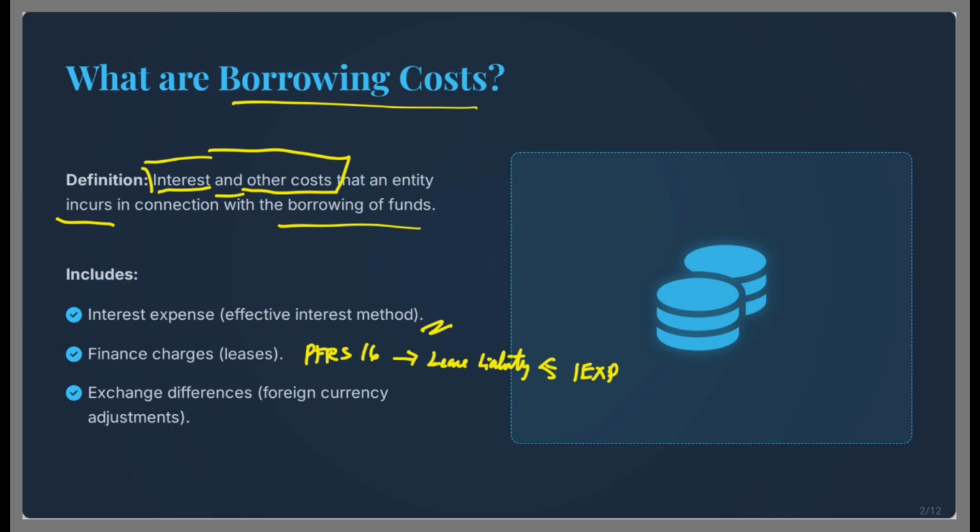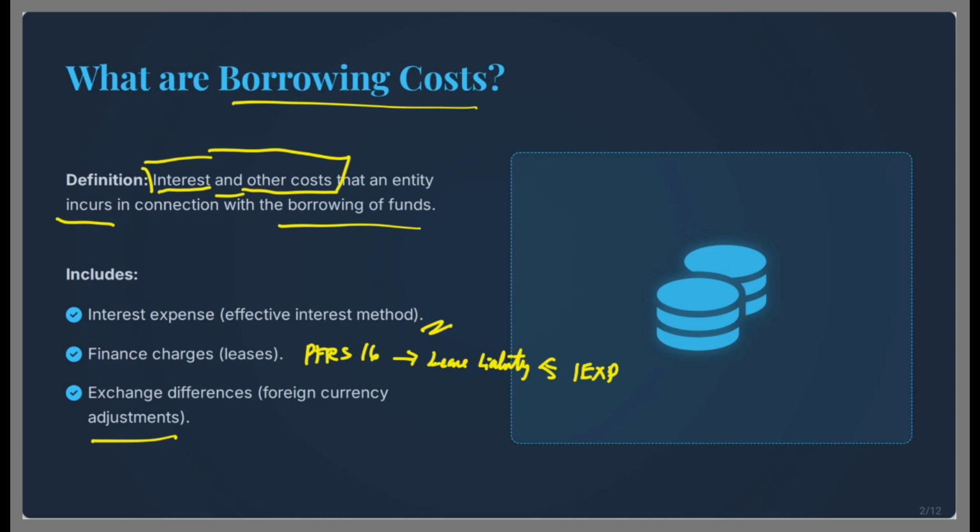Exchange differences, foreign currency adjustments. So for example, meron kang loan in US dollar, tapos syempre, i-adjust mo yan to your reporting currency. Yung adjustment na foreign currency, no, kasama din yan sa borrowing costs for those that are related to your interest. So kung yung interest mo ay USD, tas kinonvert mo yung USD into peso, yung foreign currency difference actually na related lang sa interest expense yung included.